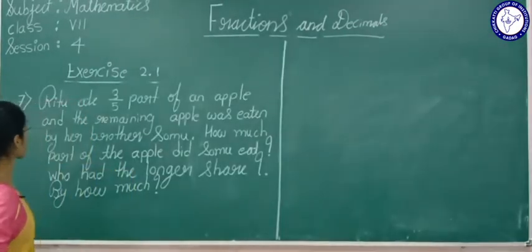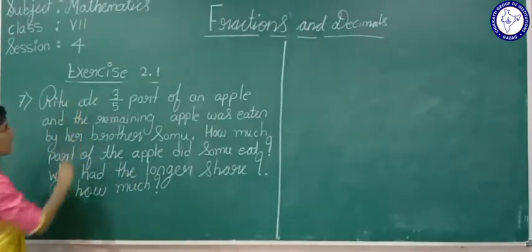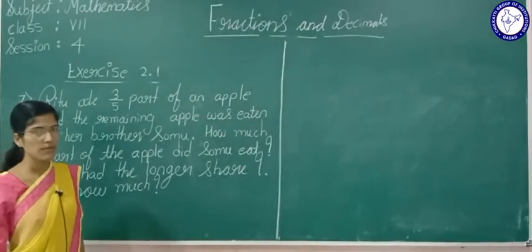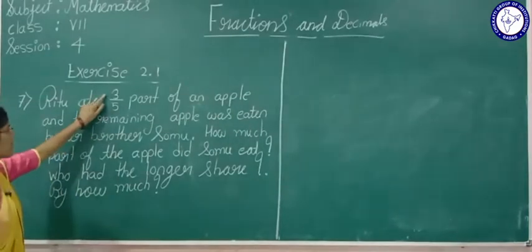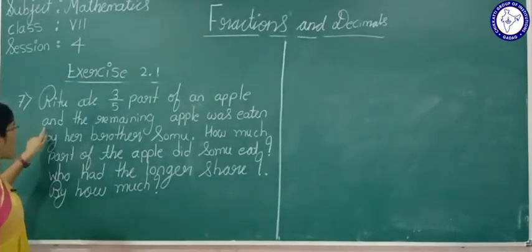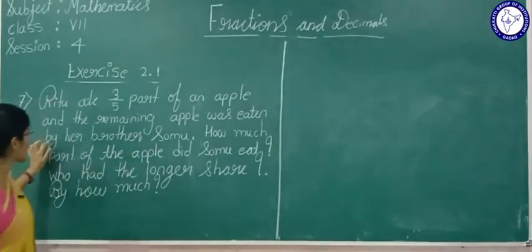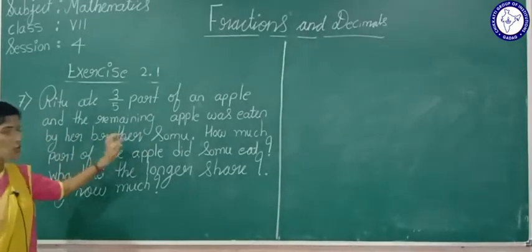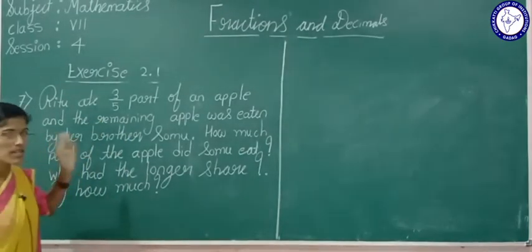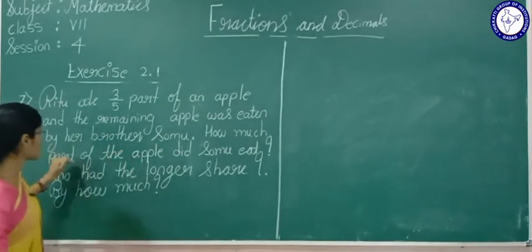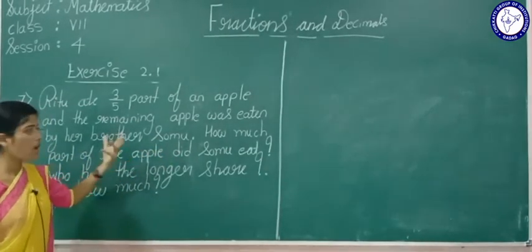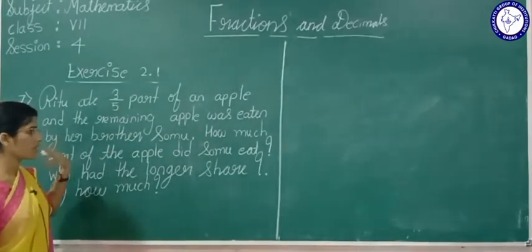Now see here, seventh question. Ritu ate 3 by 5 part of an apple. Out of 5 parts, 3 parts Ritu ate. What she ate? She ate apple. And the remaining apple was eaten by her brother Somu. Whatever the remaining part is there, Somu ate. What he ate? Apple. How much part of the apple did Somu eat?